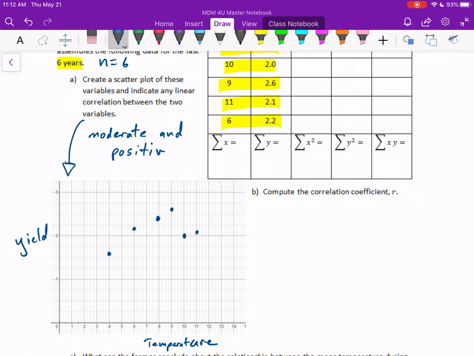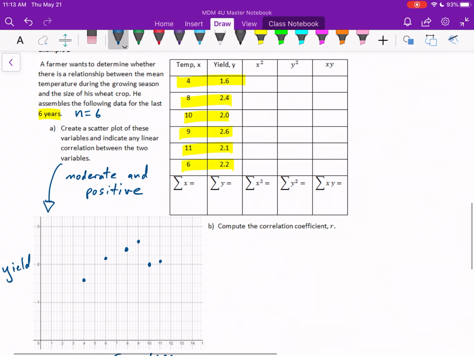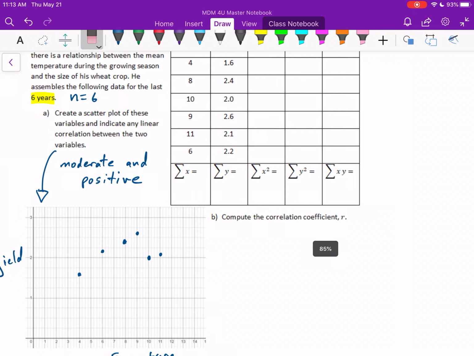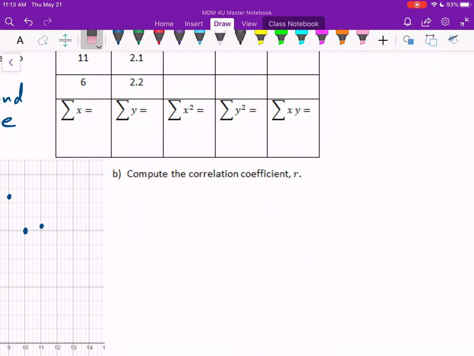Now I feel very strongly about it being positive. The moderate part, with only 6 pieces of data, it's kind of hard to be as confident with that. But I still, that's what I'm going to predict. All right, part B, compute the correlation coefficient.